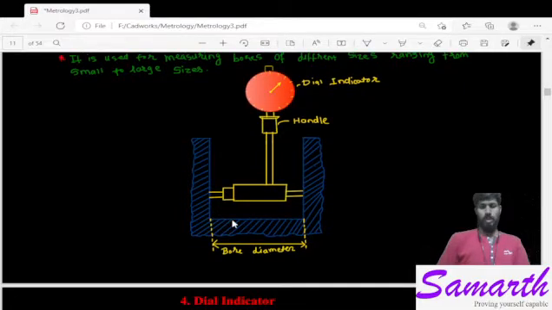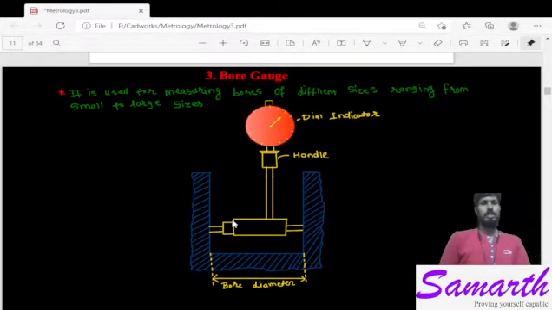Now what is a bore gauge? Here in the figure you can see that it is used to measure the inside diameter of any hole, let us say. You can see this dial indicator having a circular scale, and with this probe it is also used to measure the changes in the, let us say, surface. In the next figure you can see it properly.